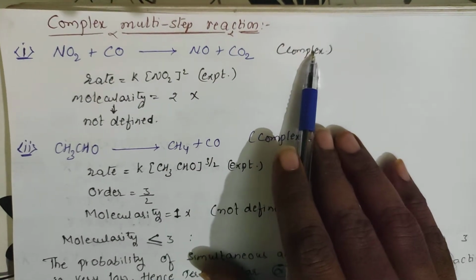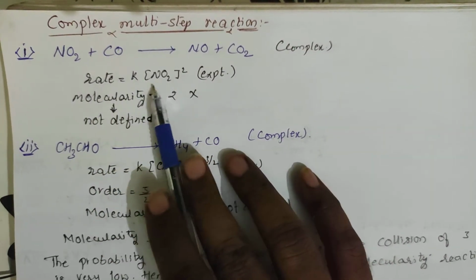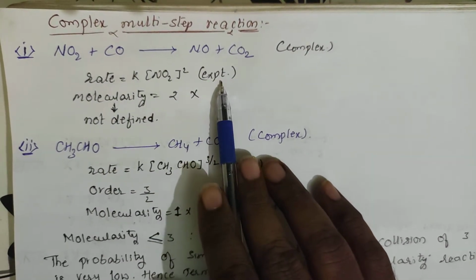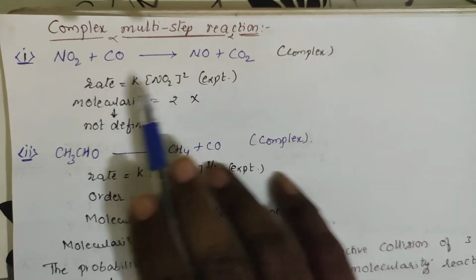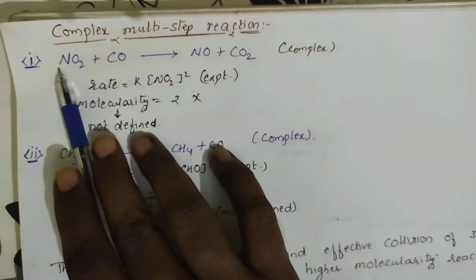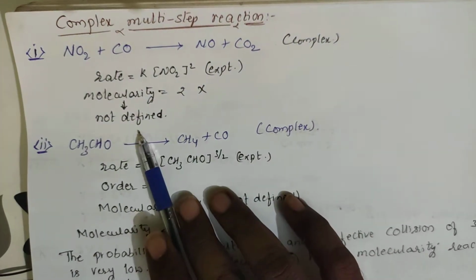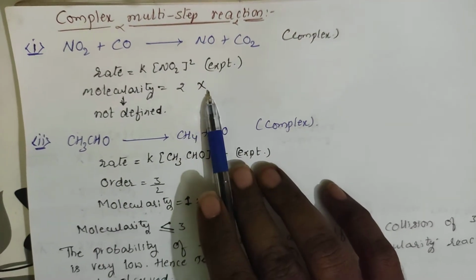It is a complex reaction. So for this, rate is equal to K [NO2] whole square. This is found experimentally. This is complex. So order you can't write as 1 plus 1, it is 2. Molecularity you can't write as 1 plus 1 equal to 2. So molecularity is not equal to 2 because this is a complex reaction.